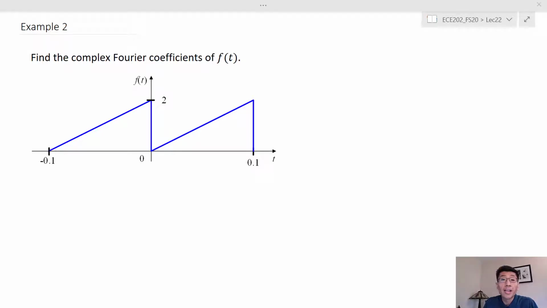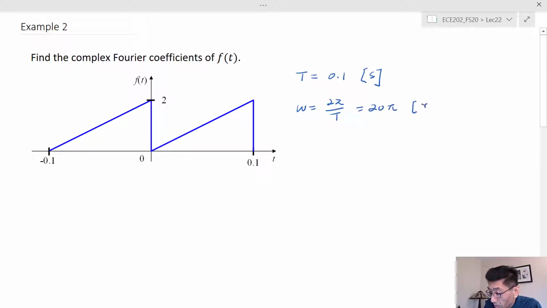So let's look at an example of finding the complex Fourier coefficients for this waveform here. We have this sawtooth waveform. Apparently, this waveform has a fundamental period of 0.1 second, and the omega therefore is going to be equal to 2 pi over T. That's 20 pi radians per second.